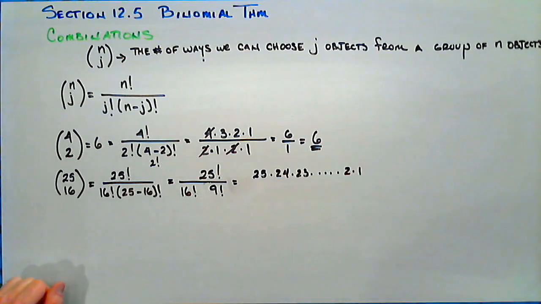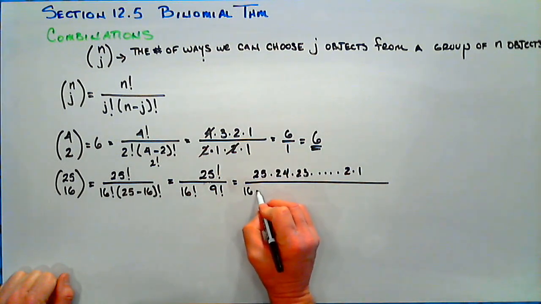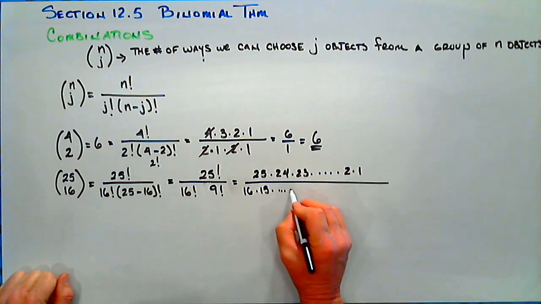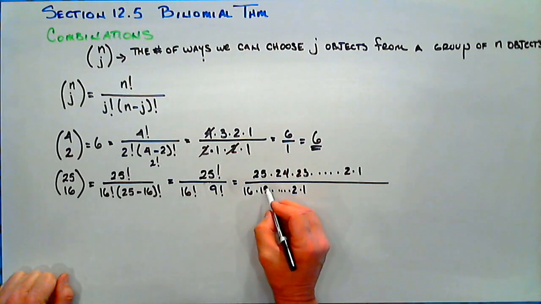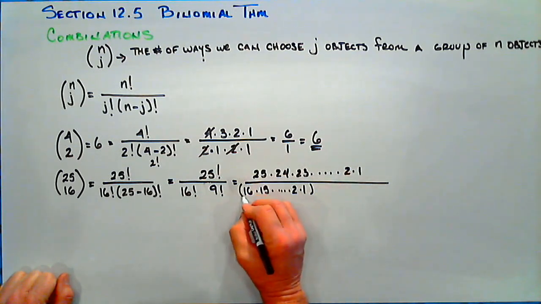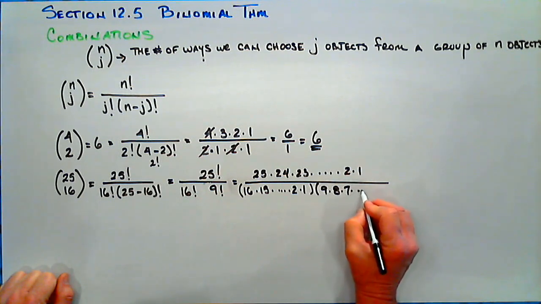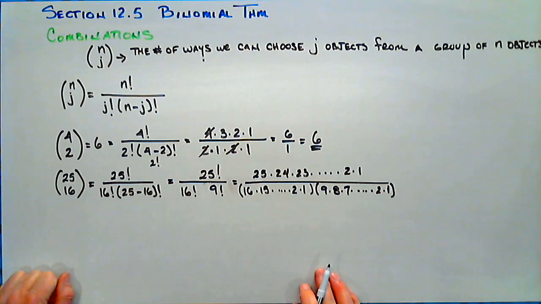That's what it is on the top, isn't it? What do we have on the bottom? We have 60 times 50 times all the way down to times 2 times 1, right? That's 16 factorial. And then we're multiplying that by 9 times 8 times 7 all the way down to 2 times 1. Now, here's the trick.